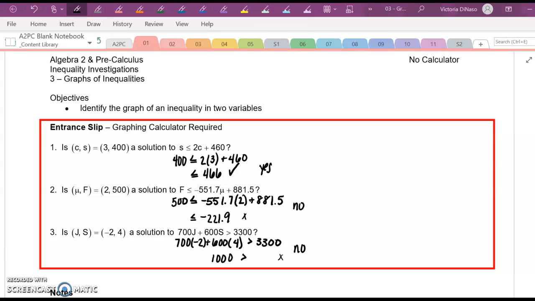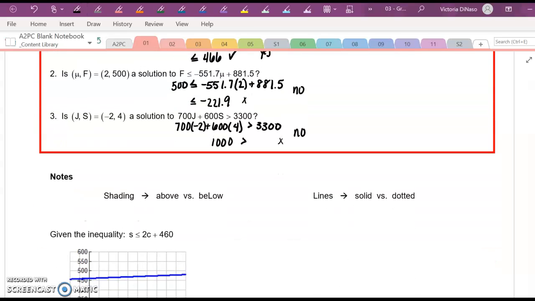You will see that number 1 is the only one where the given ordered pair is a solution to the inequality. So in our notes today, we're going to be figuring out how to graph each of the inequalities.